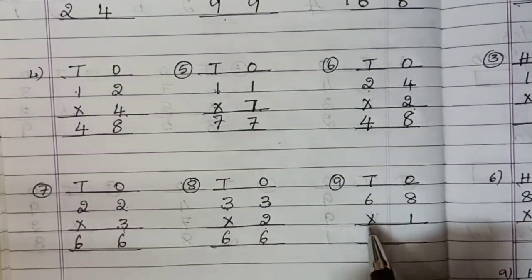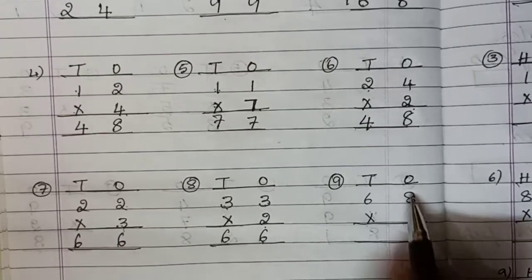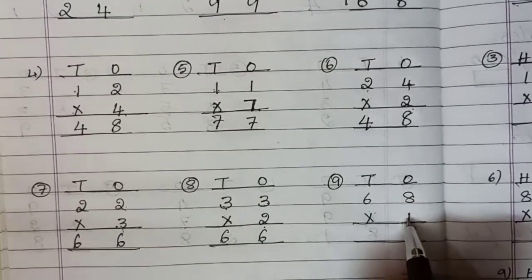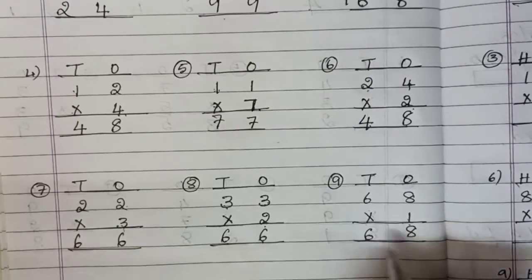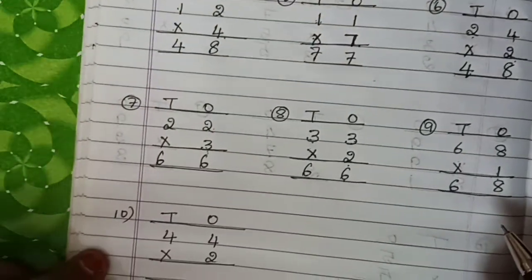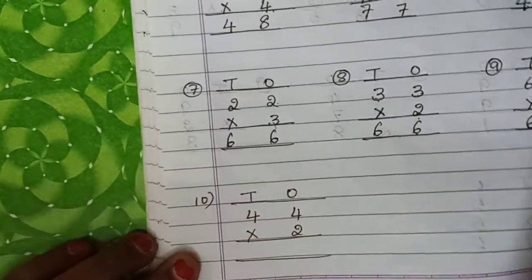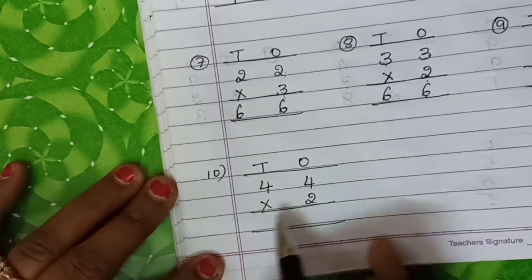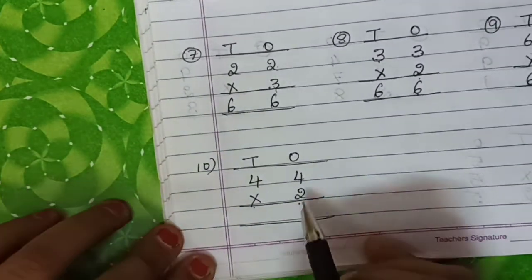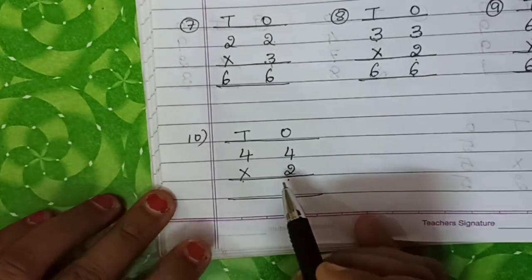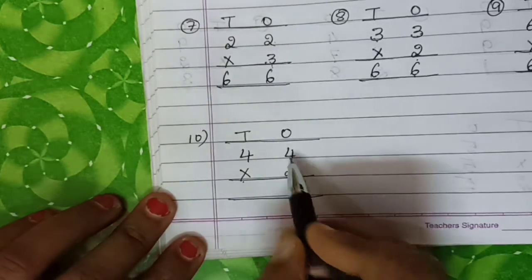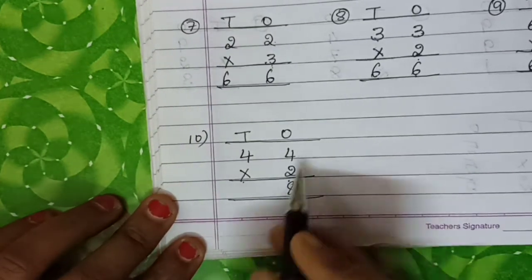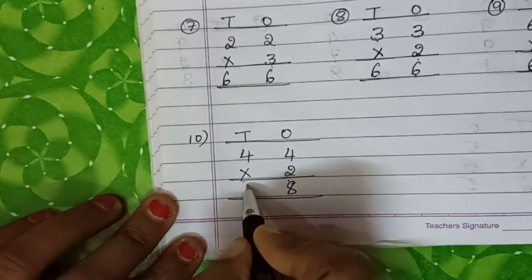Yes, 68 into 1. Now 1 eights are 8, 1 six is 6. Is it very easy, children? Yes. Now the 10th sum, 42 into 2. Now say the table of 2. 2 fours are 8.